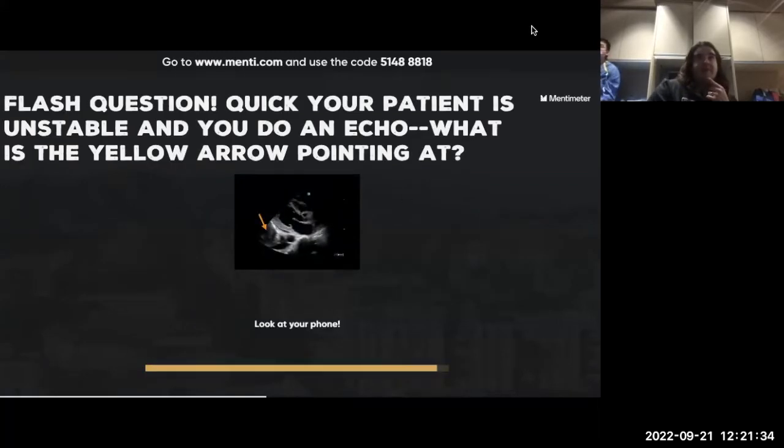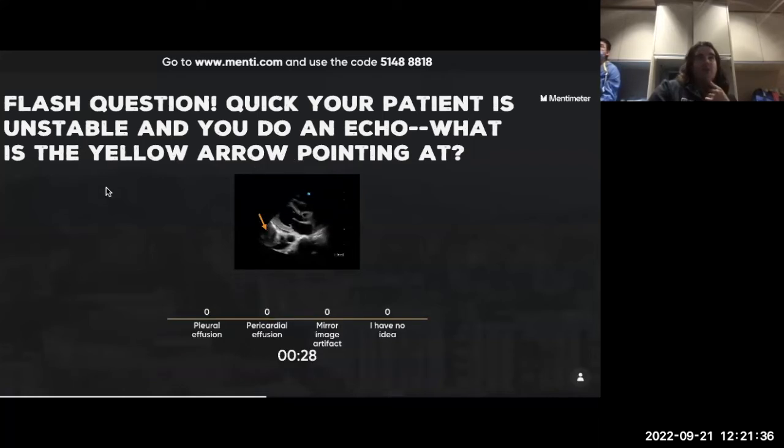Your patient's unstable. What is the yellow arrow pointing at? Pleural effusion, pericardial effusion, mirror image artifact, or I have no idea.